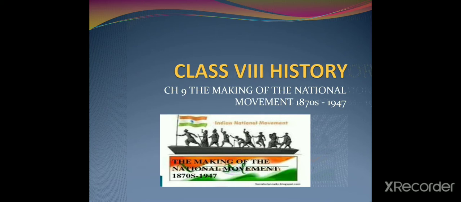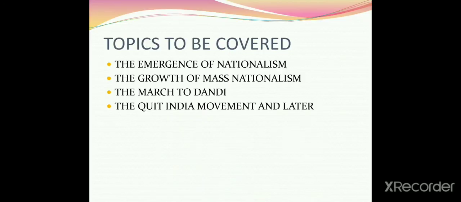This is class 8 History, chapter 9, The Making of the National Movement, 1870s to 1947. Topics to be covered today: the emergence of nationalism, the growth of mass nationalism, the march to Dandi, the Quit India movement, and later.